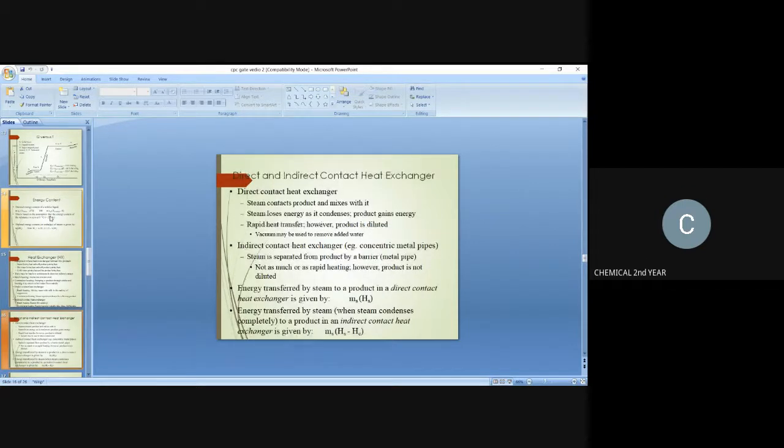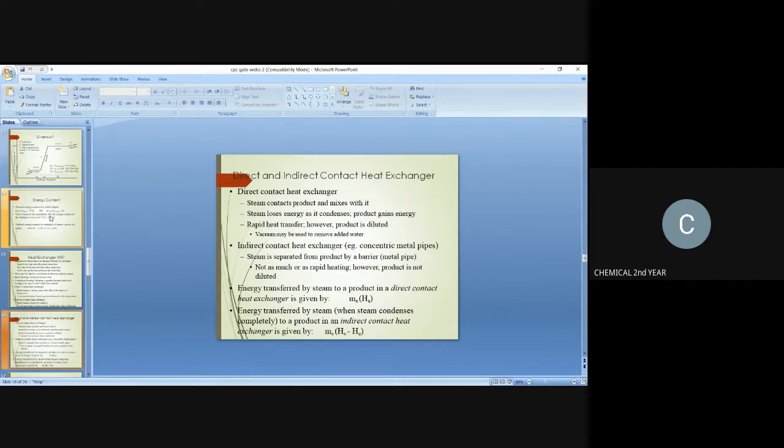Next, direct and indirect contact heat exchanger. Direct contact heat exchanger: steam contacts product and mixes with it. Steam loses energy as it condenses. Product gains energy. Rapid heat transfer, however, product is diluted. Vacuum may be used to remove added water.